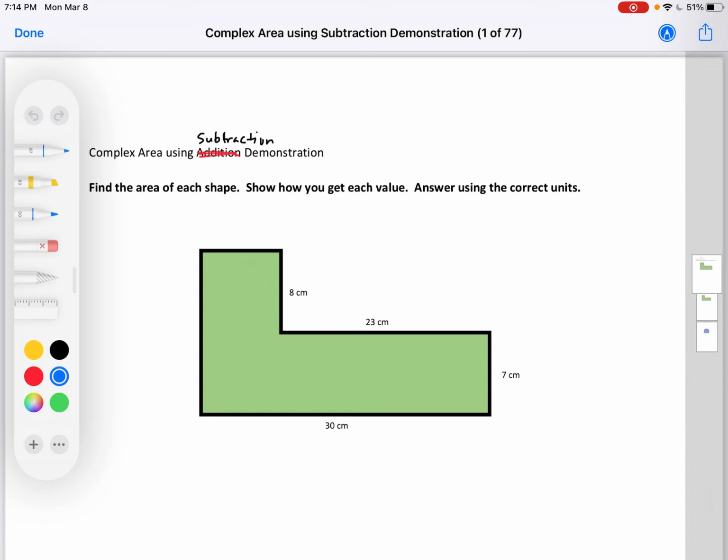So remember how this side is 30 minus 23 makes 7 centimeters. And this side over here is 8 plus 7 makes 15 centimeters. 8 and 7. And then 30 minus 23 makes 7 centimeters.